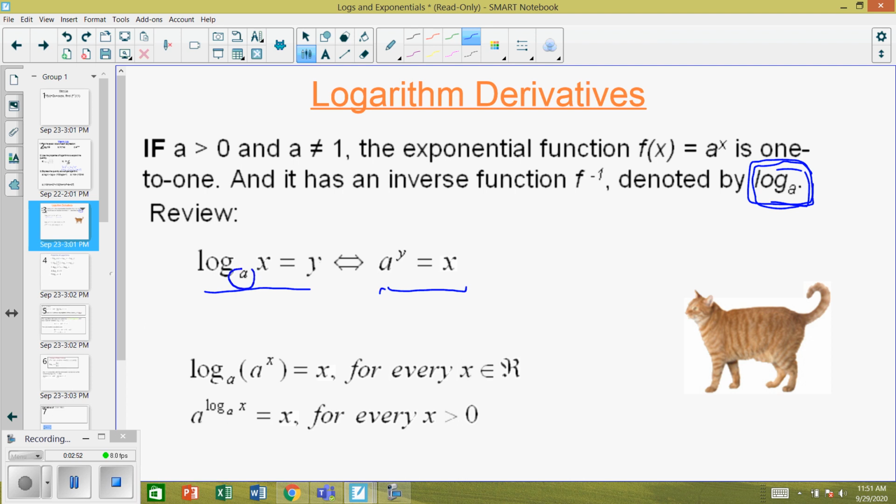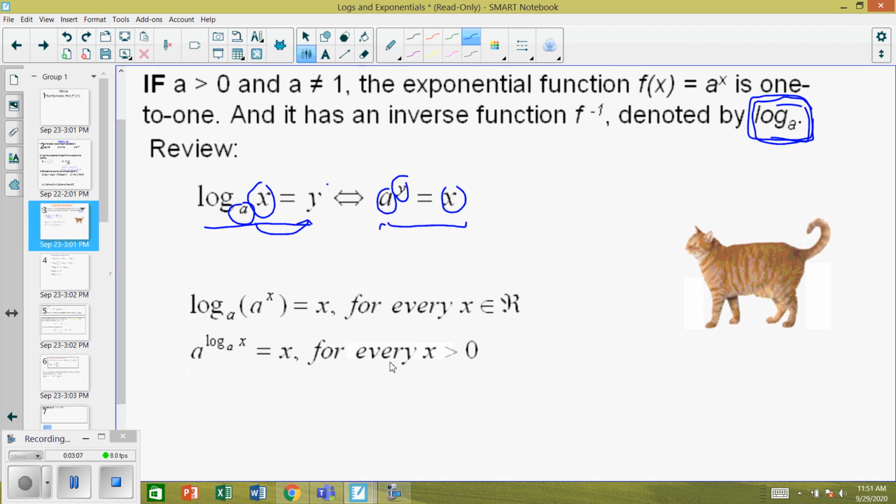Remember, the base of the log is always the base of the exponent. The value on the right is always the power of the exponent, and it equals the quantity inside of your log. Okay. And here's another couple log properties to refresh yourselves a little bit. Log base a of a to the x is just x. This is because they are inverses of each other, right? You have an exponent and a log, they undo each other, and you're left with x. And same if you had the log plugged into the exponential, it does map back to x.